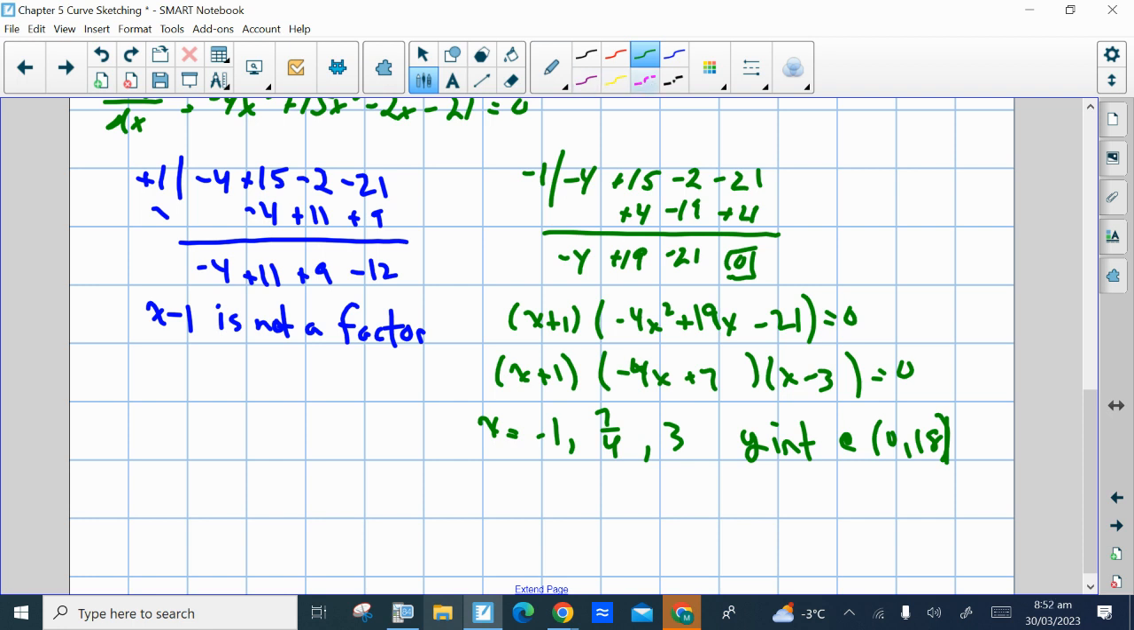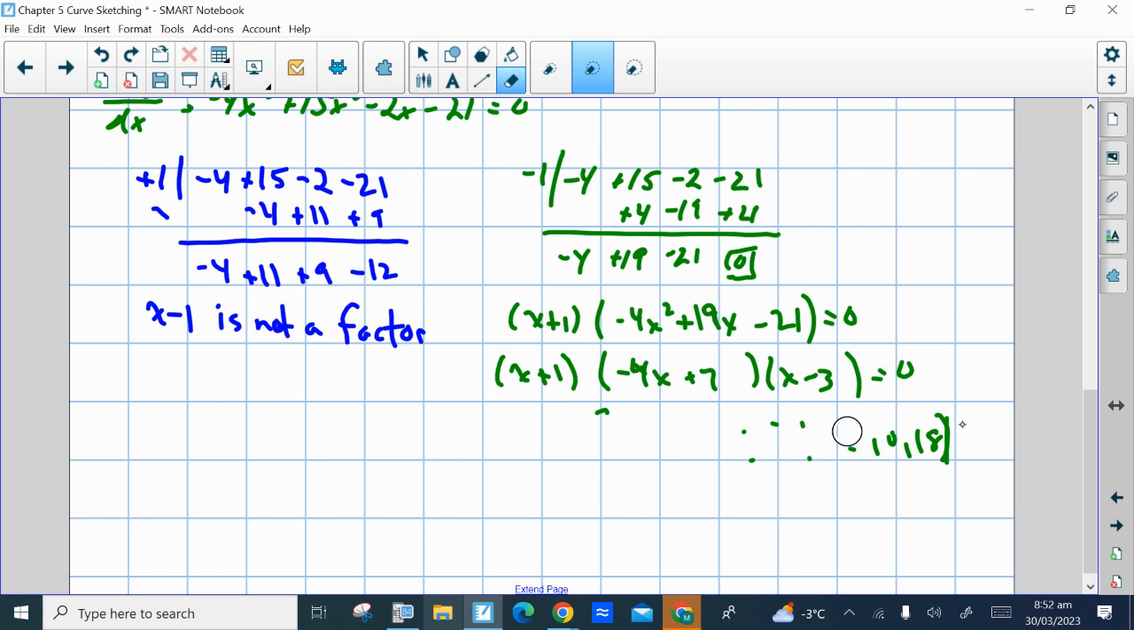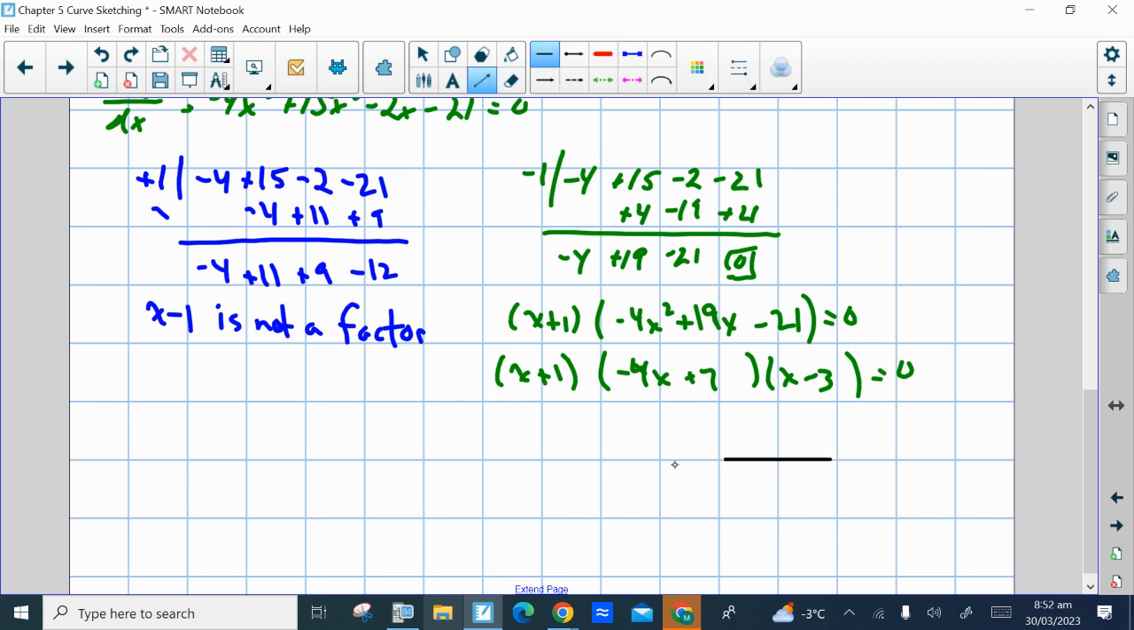I apologize. These aren't the x-intercepts. These are our critical numbers of the derivative. We already have our x-intercepts above and our y-intercept. Sorry about that. So this gives us, again, the critical numbers for the derivative. There are 3 of them: negative 1, positive 7/4, positive 3.